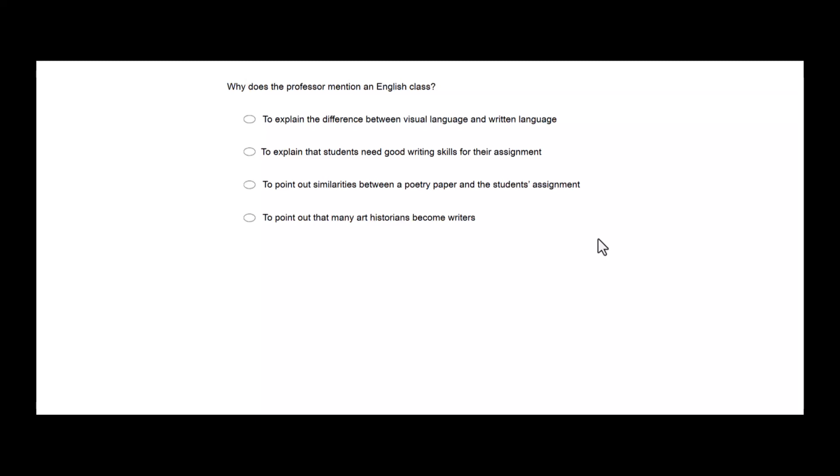And also, we checked the last option, to point out that many art historians become writers. No, this option is rejected. It has not been mentioned in the lecture, and the professor never said this. Okay, option three is the answer to the question.